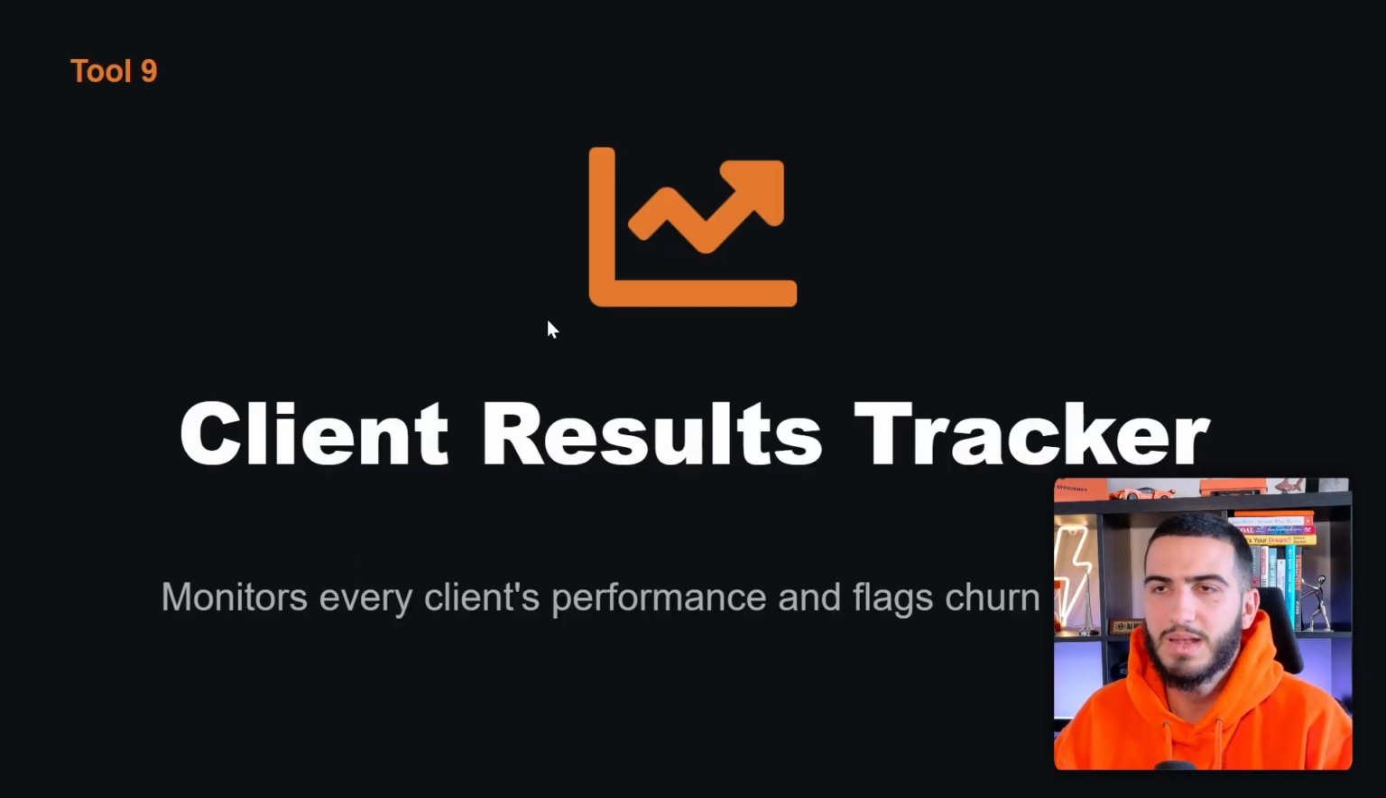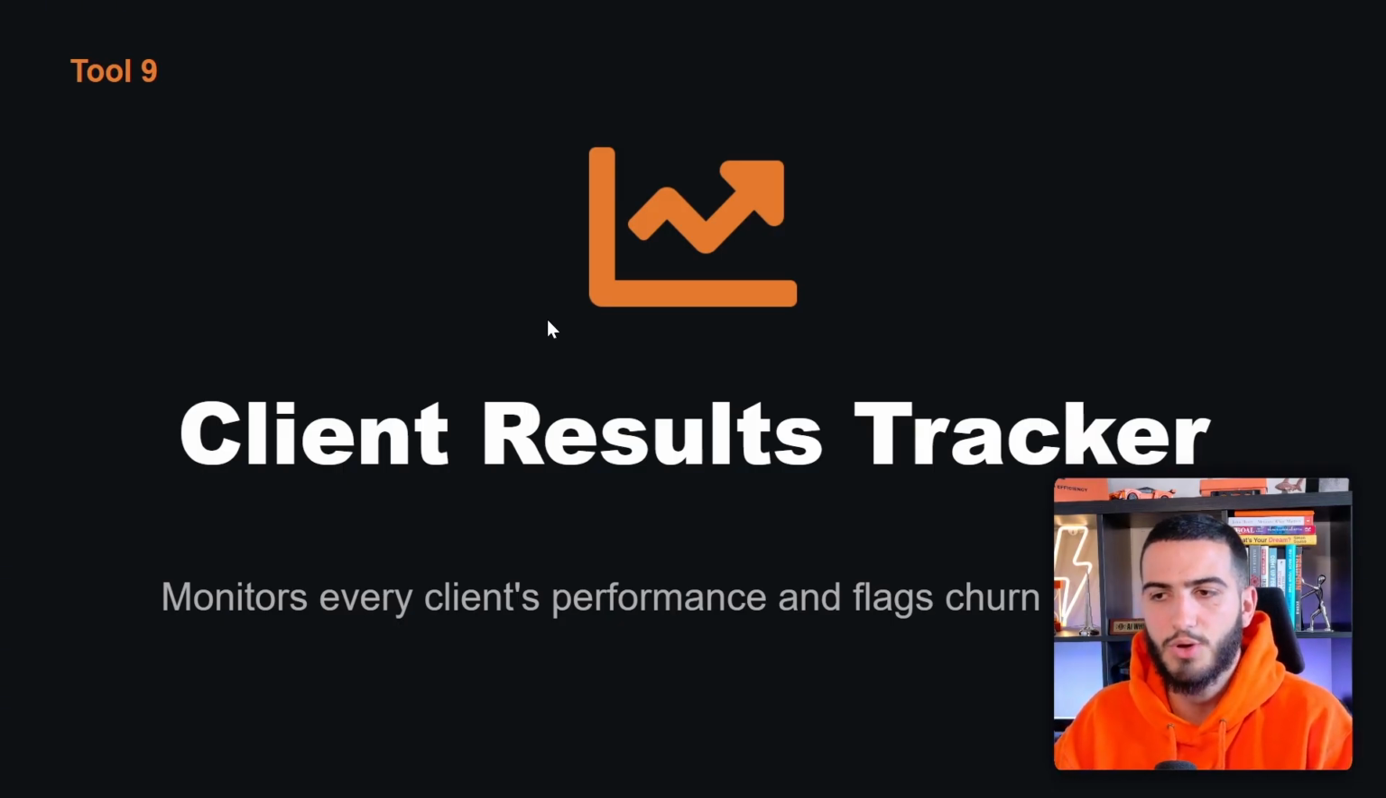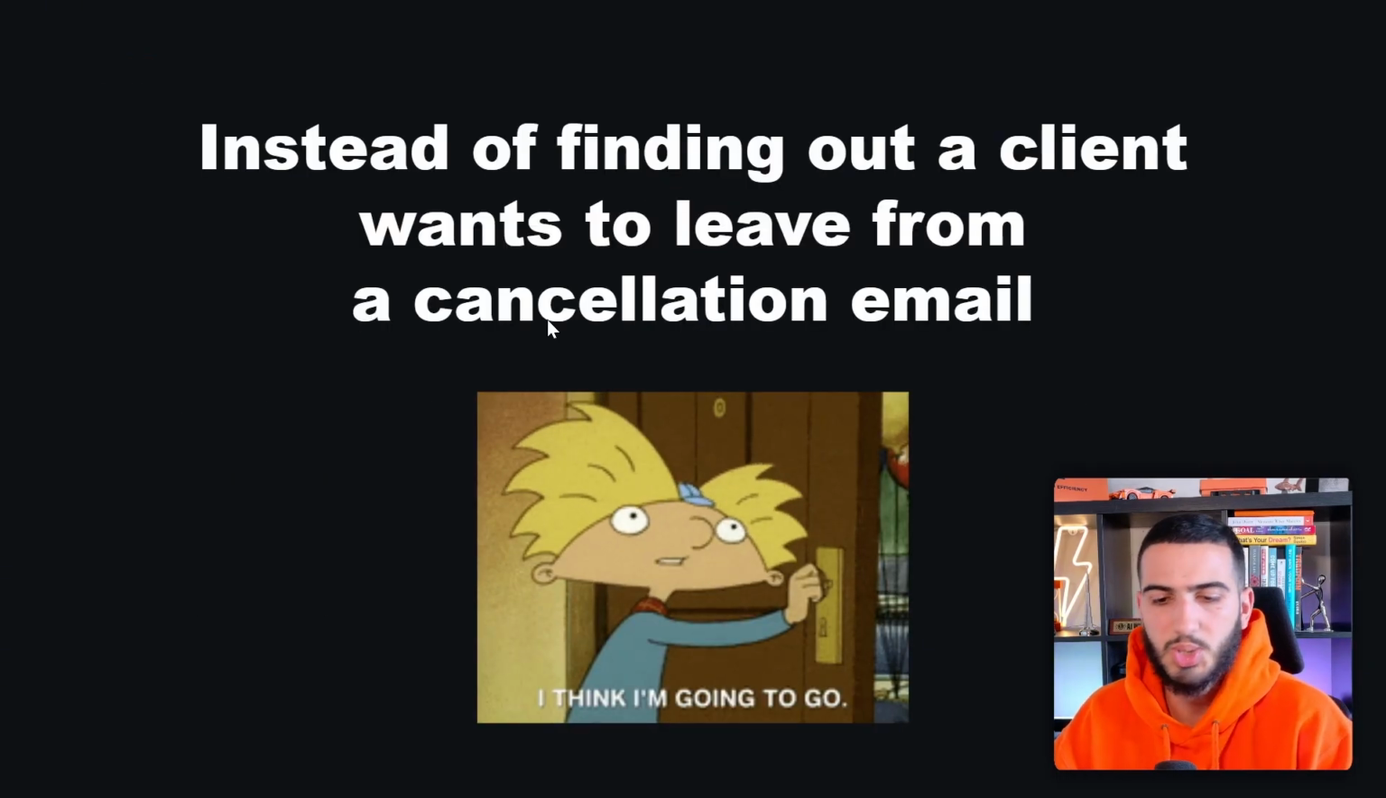The ninth tool you can set up in your agency is a client results tracker that monitors every single client's performance across Meta, how many leads they're getting, how many points they're getting, and automatically flags churn risks early by comparing those results to targets as to what the client should be hitting, instead of finding out a client wants to leave from a cancellation email, which is too late to actually save them.